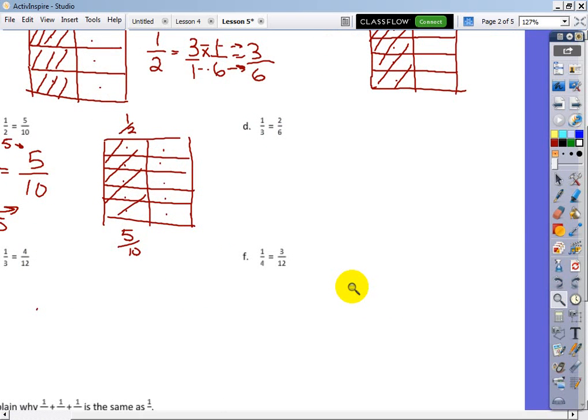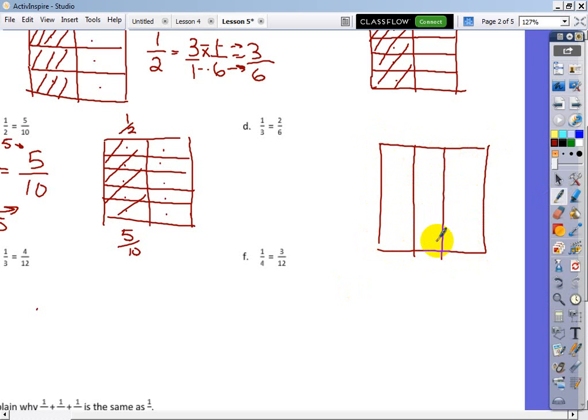Now 1/3 is our first box. This one's going to be a little different. So we're going to draw 1 out of 3. Okay, so we cut the box into thirds. We've got the first box is a third, 1/3. I'll mark it as 1/3 here.